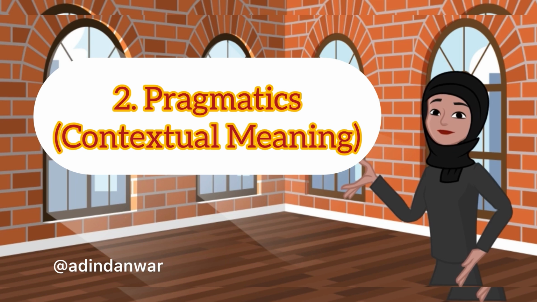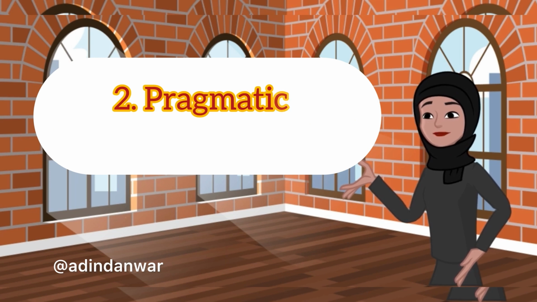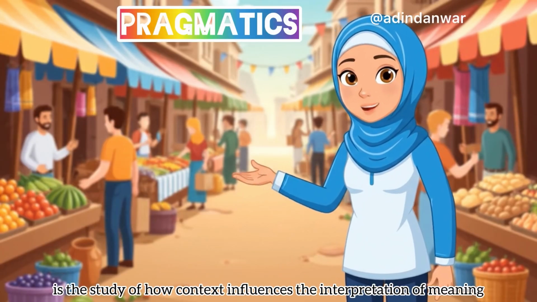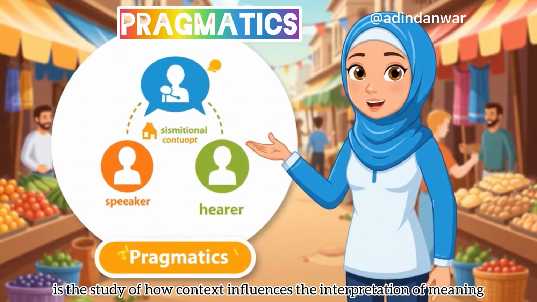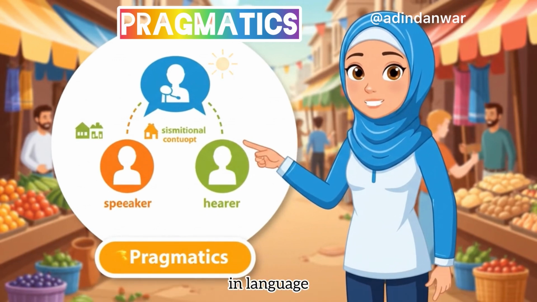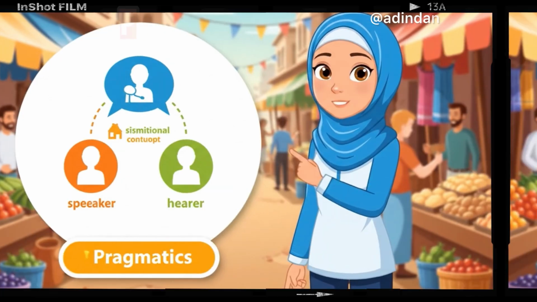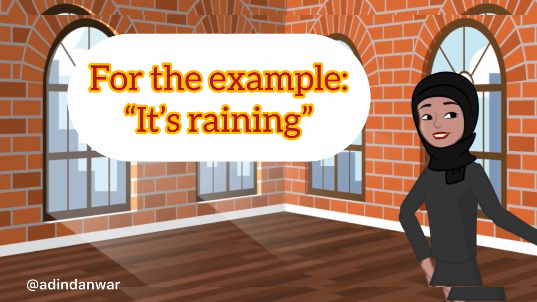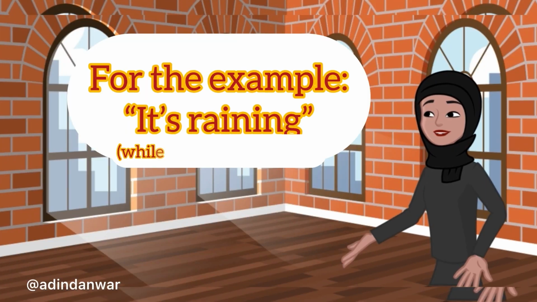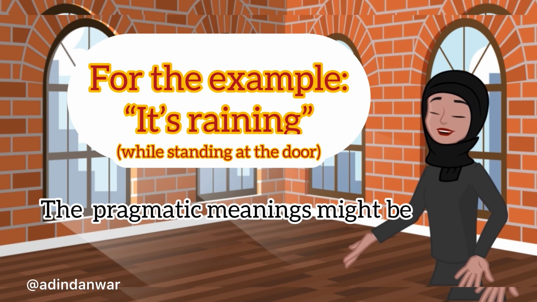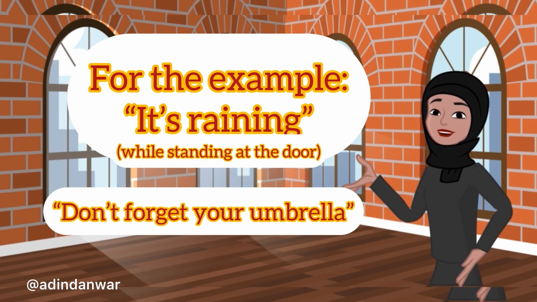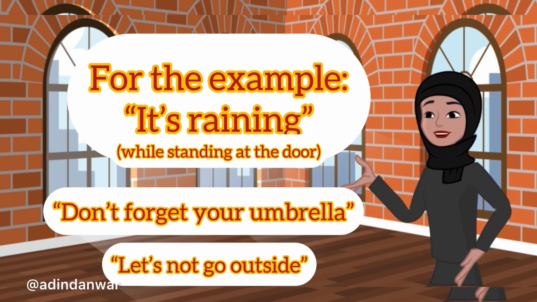Second is pragmatics, or contextual meaning. Pragmatics is the study of how context influences the interpretation of meaning in language. It looks at the speaker, the hearer, and the situation. For example, if someone says, "It's raining," while standing at the door, the pragmatic meaning might be, "Don't forget your umbrella," or "Let's not go outside."